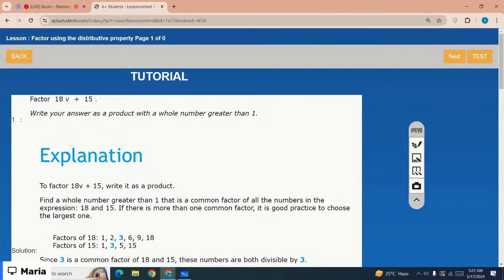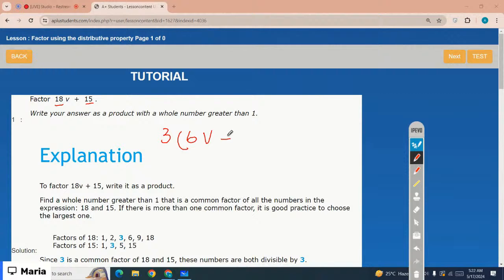The first thing is you need to find the greatest common factor between 18 and 15, right? If you are good with the tables, you know the greatest common factor would be 3. 3 is the only number that can divide both 18 and 15. So you can take common 3, and 3 times 6 is 18 and 3 times 5 is 15. So that is 3 times 6v plus 5.